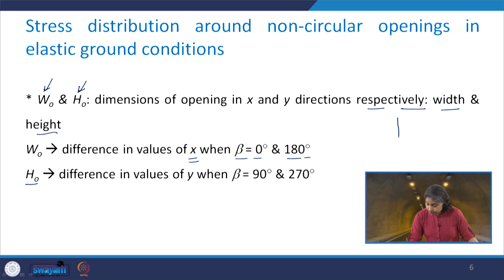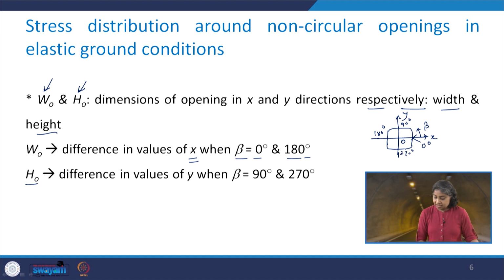See how. So, this is x and here it is y. This is considered to be the origin, and as I mentioned, it is going to be symmetric. So, let us say this is the shape. Beta is measured from the x direction. So, here it is 0 degree, here it is 90, this is 180 degree and here it is 270 degree. So, basically W naught is this dimension and H naught is this dimension.